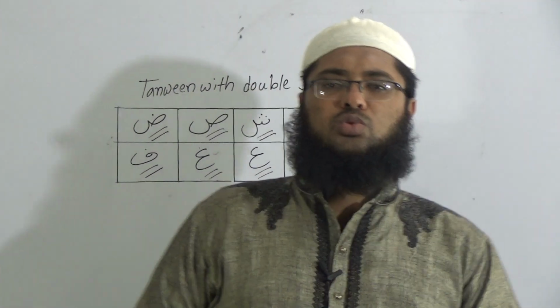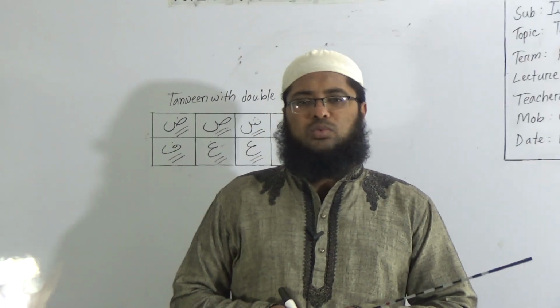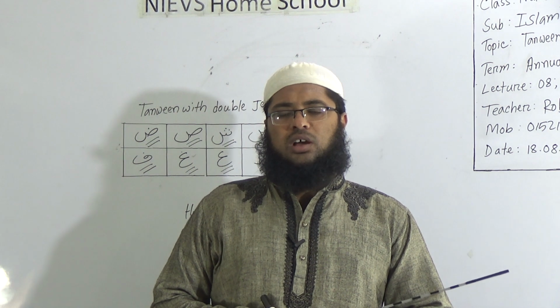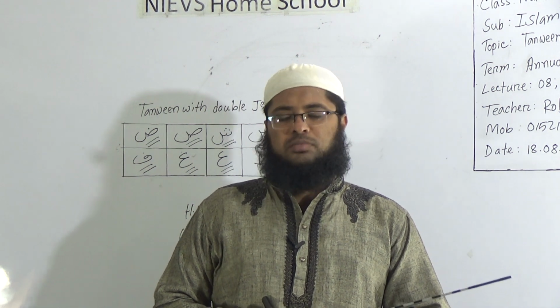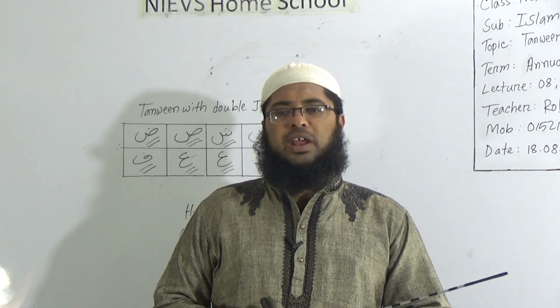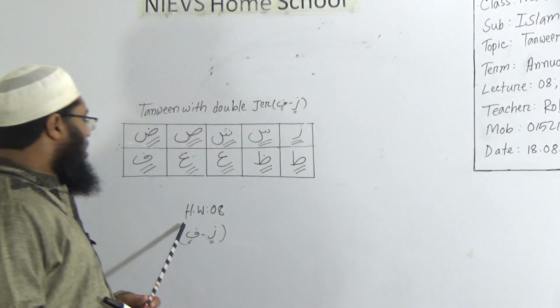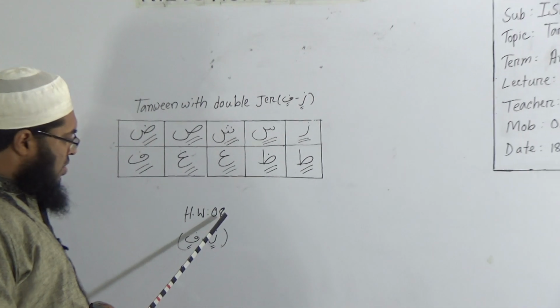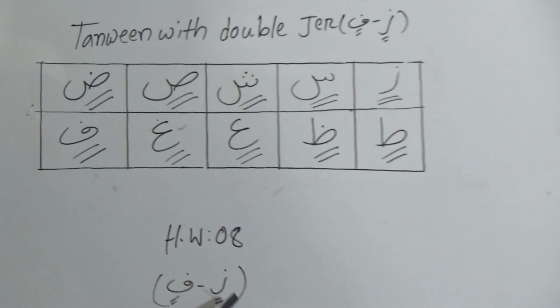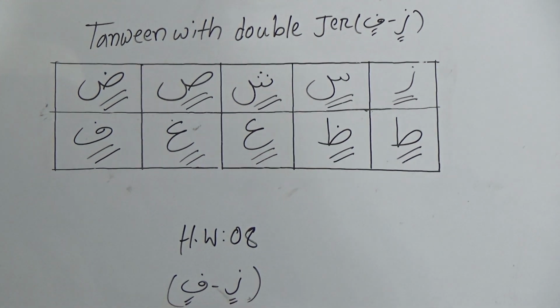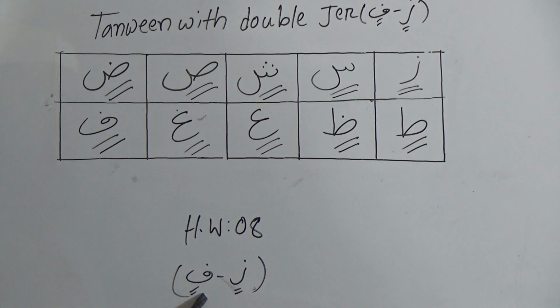Alhamdulillah, my dear student, today we have learned Tanween with double zer from Za to Fa. I hope that you have understood our today's topic very clearly. And you will practice more and more at your home. Look at the board again. Today is our SW number 8, and you will make SW at your home from Za to Fa. That means from Za dui zer zin to Fa dui zer fin.